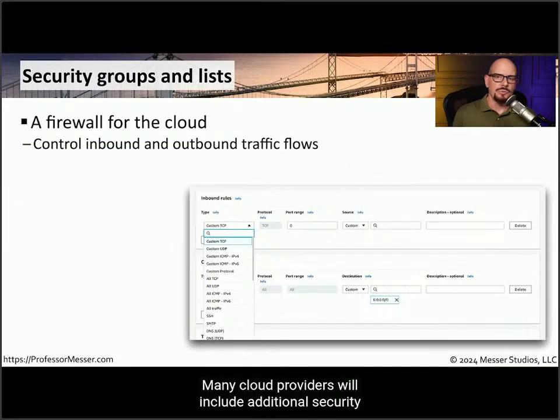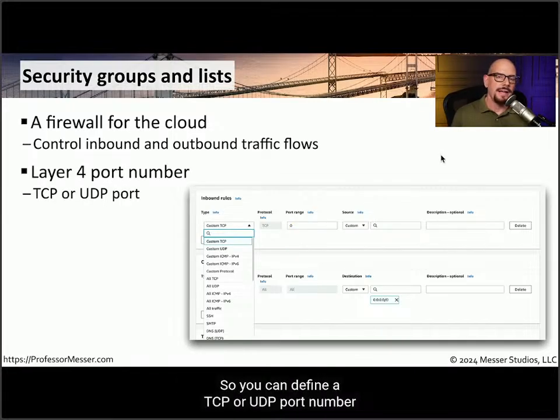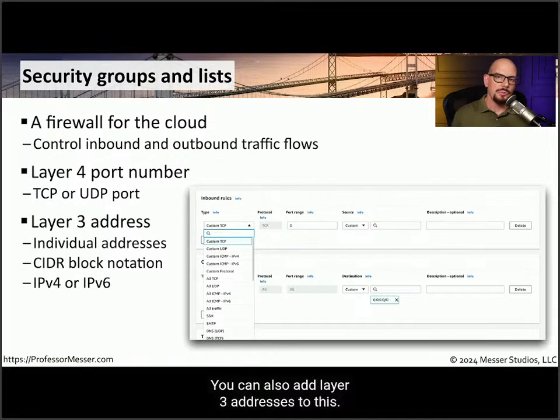Many cloud providers will include additional security that you can layer on top of your VPCs. Security groups and lists are effectively a firewall that's created for your cloud-based services. This allows you to control what traffic can go outbound and inbound to your VPCs. Most of these are based around a series of port numbers and protocols. So you can define a TCP or UDP port number and add that to your inbound or outbound rules in your security groups. You can also add layer 3 addresses to this.